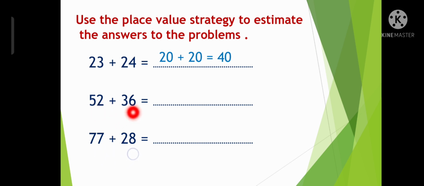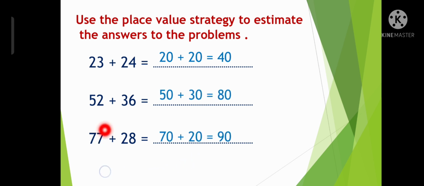52 plus 36. The value of 5 on the left is 50, and the value of 3 on the left, on the left means tens place, okay? The value of 3 in the tens place is 30. So 50 plus 30 equals 80.